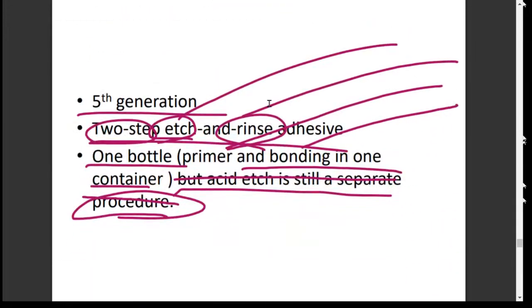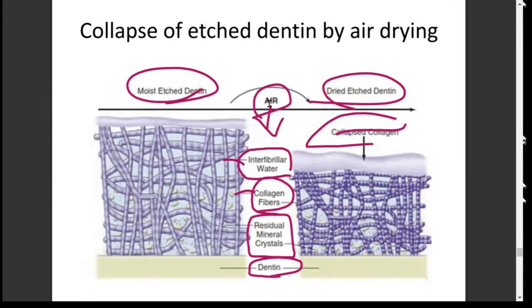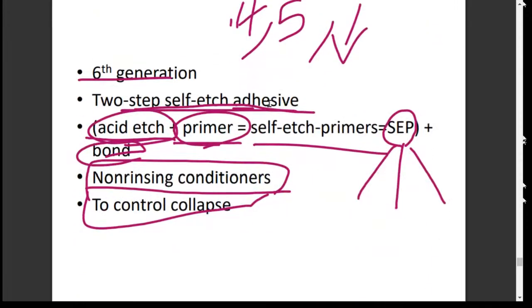The fifth generation is only 2 steps, which means it's better. First is etch, second is rinse, and third is prime and bonding, which is only part of the second step. This is a picture showing the fifth generation with the moist etched dentin and dried etched dentin.